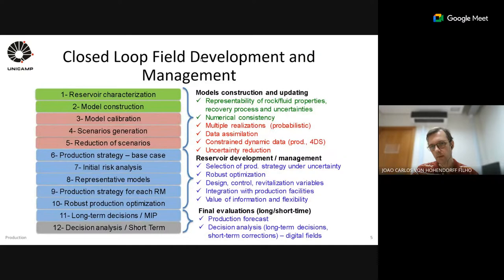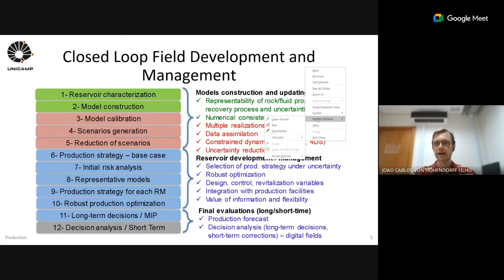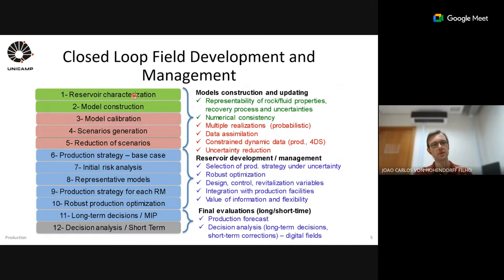I will show you one kind of methodology for field development management. It was proposed at Unicamp by Professor Dennis's group. But I want to show you that a lot of questions are related just to field management, development management. You need reservoir characterization steps. We have model calibration of these models considering field data, if you have it, or sometimes you don't have it.